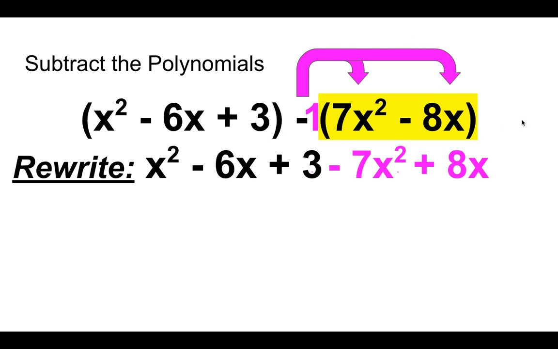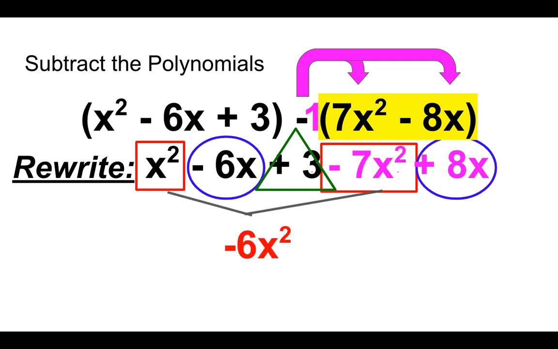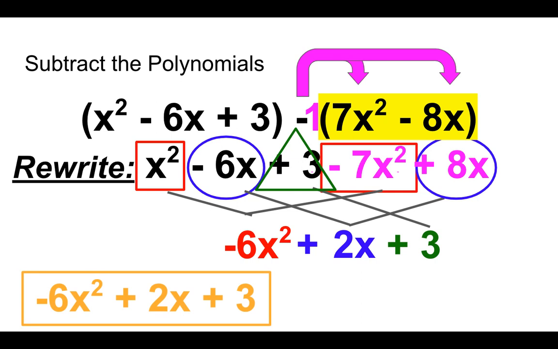Now we are ready, from the first video, to combine like terms. I have x squareds that look alike. I also have x's that look alike. And I have a constant number 3 that is by itself, and that's okay. 1x squared minus 7x squared is negative 6x squared. Negative 6x plus 8x is 2x. And lastly, the plus 3 is by itself, so our final answer is negative 6x squared plus 2x plus 3.